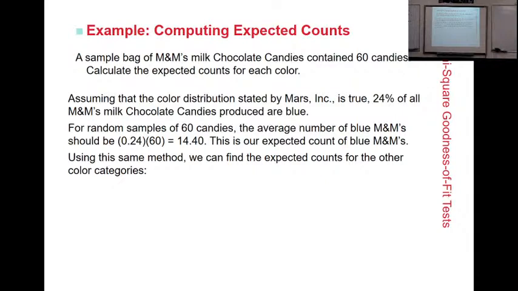24% of all the candies are supposed to be blue. So for blues, we take 0.24 times 60 to equal 14.4. And that's how many of them we would expect to be blue. So I'll give you a minute and see if you can use those proportions and get the rest of the expected counts. Just like all the percentages we just discussed should have added up to 100%, the total expected count should also add up to 60.